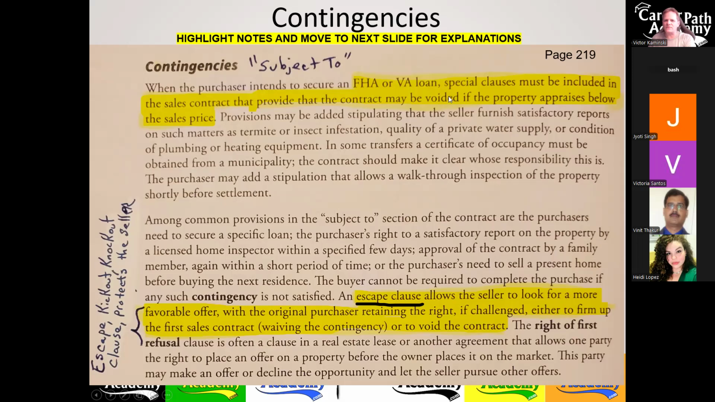And the FHA and VA loans have a special clause that must be legally added into all sales contracts that says that the contract can be canceled and the buyer can get out of the contract without penalty if the property does not appraise for the purchase price. So let's just do those note highlights right now.